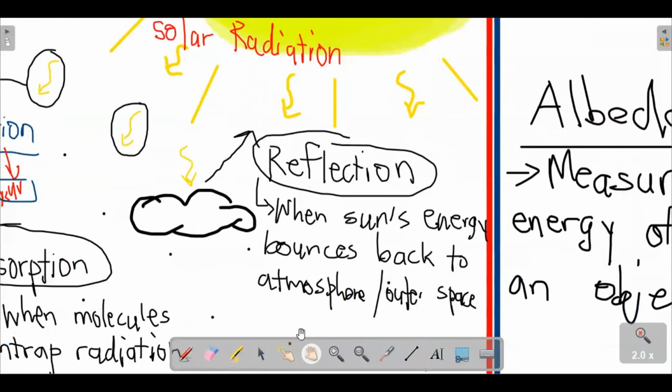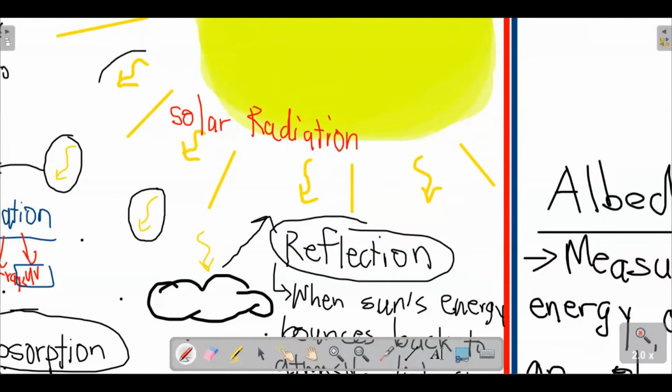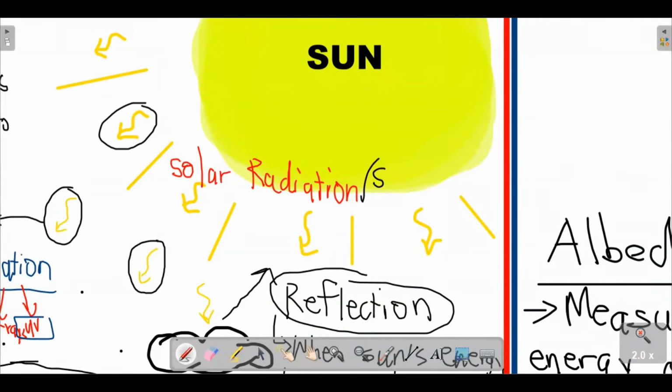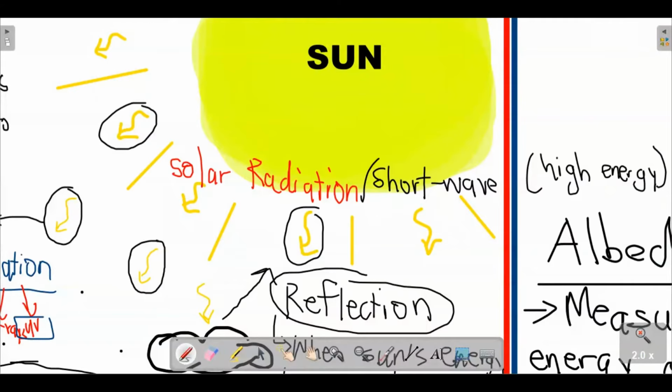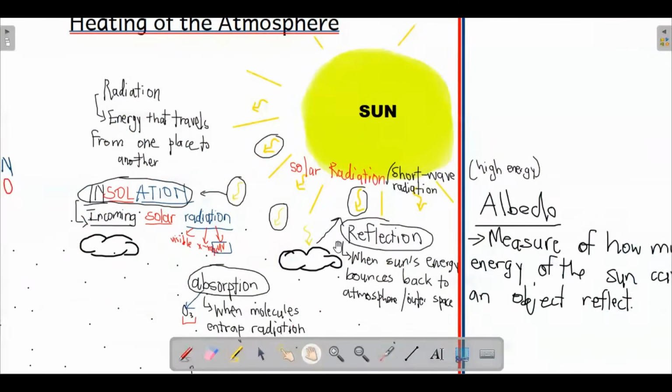And another thing, guys, that I forgot to talk about is this solar radiation. This solar radiation is also called shortwave. Shortwave radiation or solar radiation comes from the sun. That's why I made these shorter, like these. They are short because they are shortwave. Shortwave radiation means they are high energy, intense energy. It is the radiation that comes from the sun. It is that solar radiation, that solar energy. We call it shortwave.